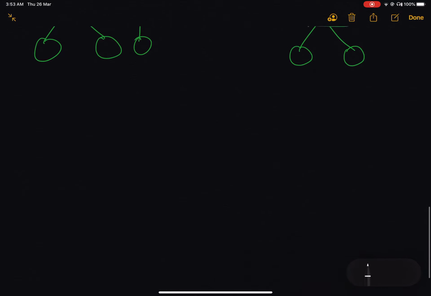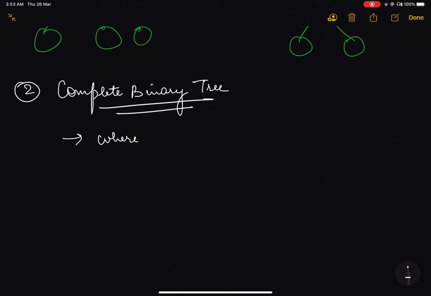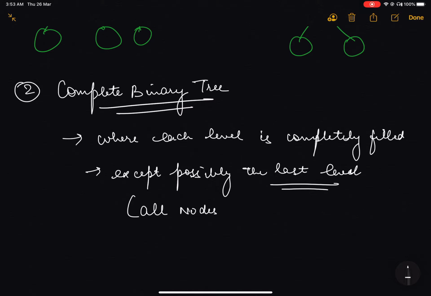The second type of binary tree that we are going to discuss is complete binary tree. A complete binary tree is a binary tree where each level is completely filled except possibly the last level. But if the last level is not completely filled, all nodes on last level are aligned as left as possible.